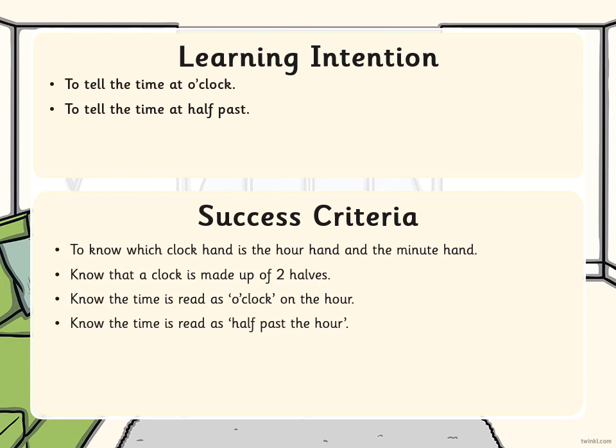Your success criteria, which is how you will know that you've learnt this, is that you will know which clock hand is the hour hand and which is the minute hand. You will know that a clock is made up of two halves. You will know that we read the time as o'clock on the hour and know the time is read as past the hour when it is 30 minutes past o'clock.